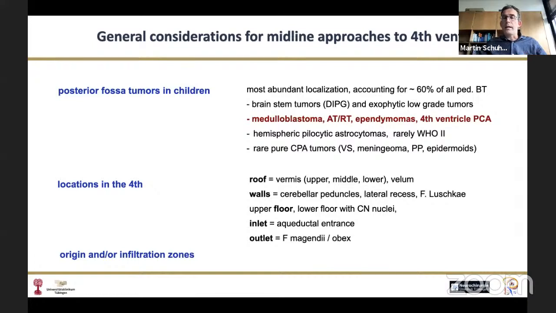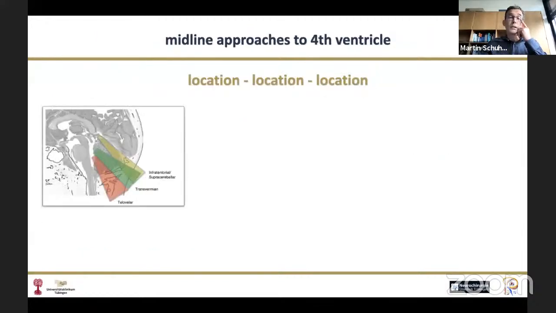And all areas in the fourth ventricle are important as origin zones for tumors and or infiltration zones. And so we want to have an approach which actually reaches all those areas. Traditionally, and it has been mentioned already, the transvermian approach has been the standard approach, also in pediatric neurosurgery. And this has changed now a little bit, or mostly in many centers, to the telovelar approach.